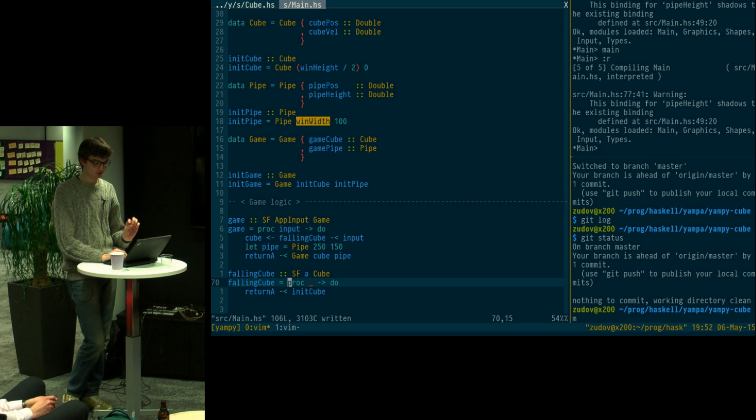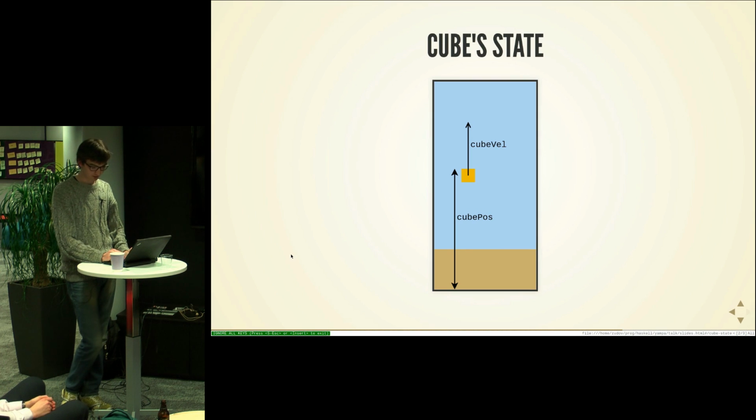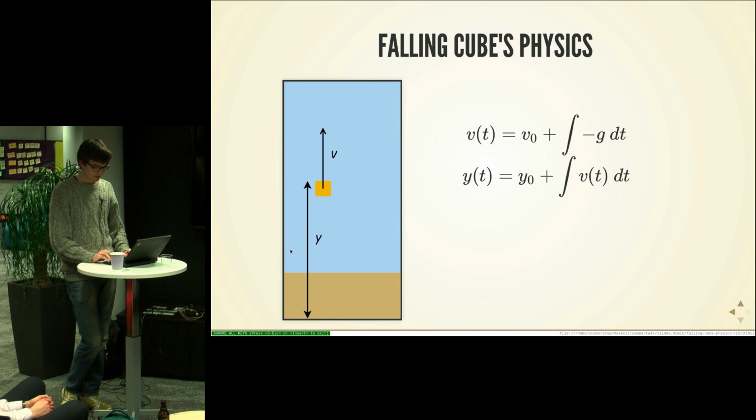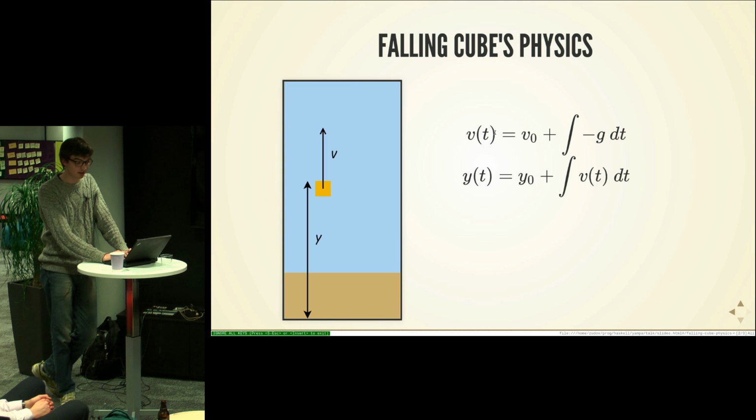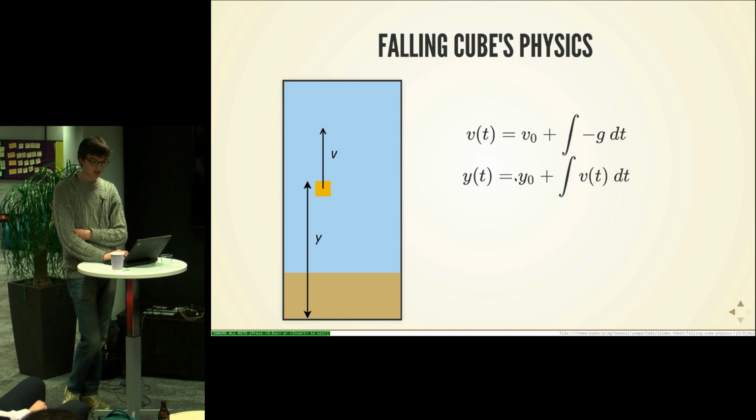And okay, now we want to define an actual falling cube, which would be actually falling, and for that we would need a little bit of physics. These two equations can define the behavior of a falling cube. So I'll just read them. We have a velocity, and velocity of time is defined as initial velocity plus the integral of negative gravitational vector with respect to time. And the position is defined as initial position plus the integral of velocity with respect to time.